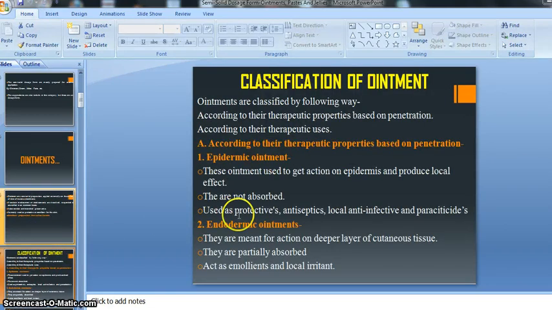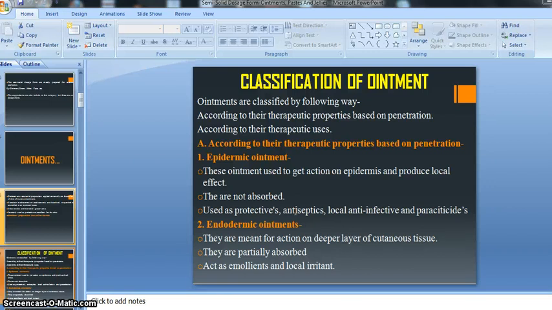We also discussed the classification of ointment. We know that ointment is classified in two ways: according to their penetration rate, and according to their therapeutic uses, right? Based on penetration, there are three kinds of ointment: epidermic, endodermic and diadermic. This is categorized on the basis of their penetration.